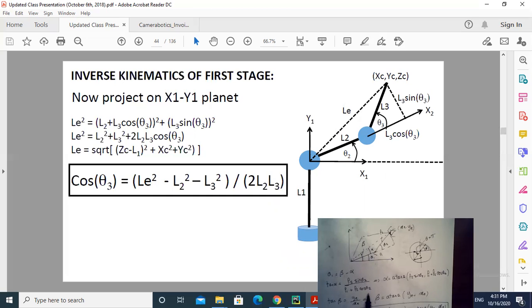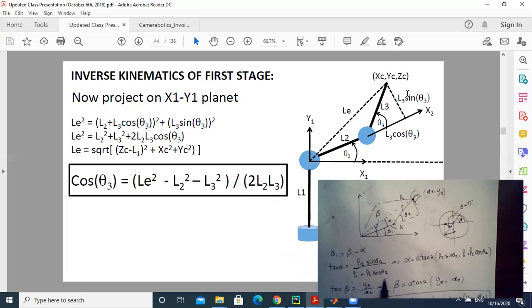Okay, here we go. All right, so what is theta 3? Well, I actually have this guy, right? So what is LE initially? So I know LE has to be equal to what? The coordinate of xc, yc, and zc is provided to me, right? I need to know LE. So LE is actually nothing but the square root of xc squared plus yc squared plus (zc minus L1) squared. So basically you are transforming this guy into this by removing the distance L1, right? So zc minus L1 will actually give me that distance, right? And now LE is nothing but that guy.